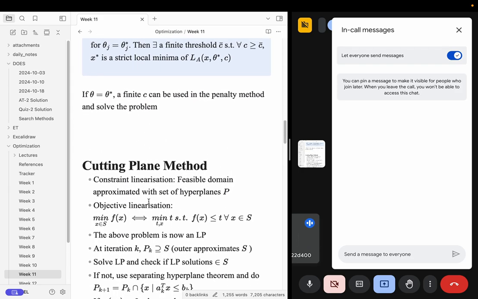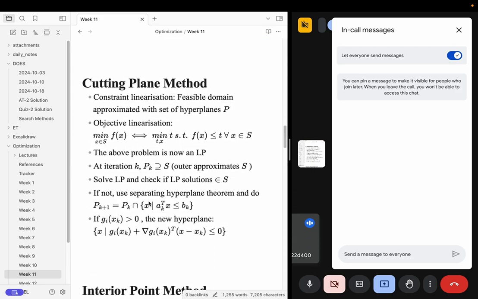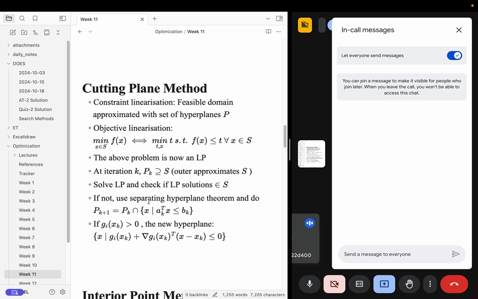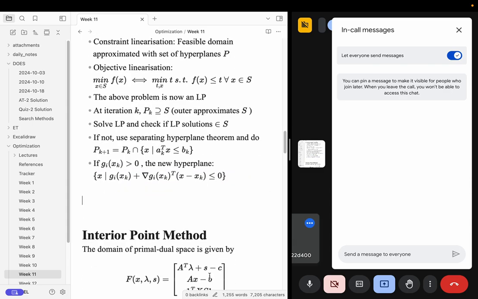Then we discussed something called the cutting plane method, which essentially says that when you have a nonlinear problem, you can always convert it into a linear problem by taking a subset of it and taking an outer approximation of it using a polyhedron, and then solve that particular problem. And you keep solving it till you reach the solution. If the solution for the subproblem is inside the feasible domain, then the problem is ended. If it isn't, again you can outer approximate it using this particular relation to get the solution.